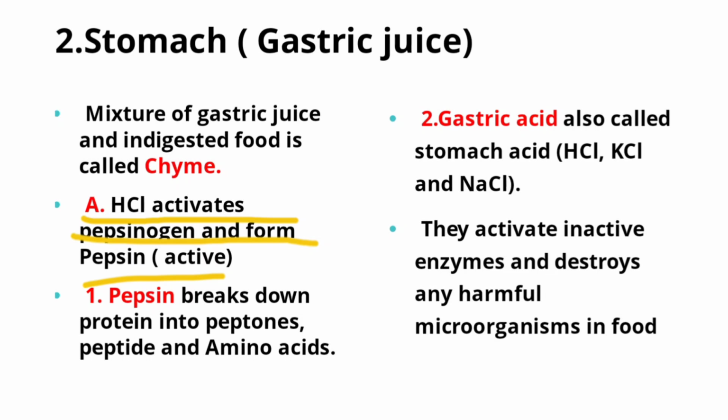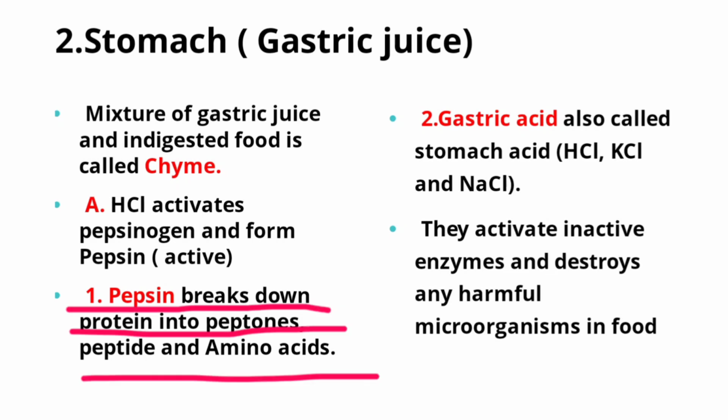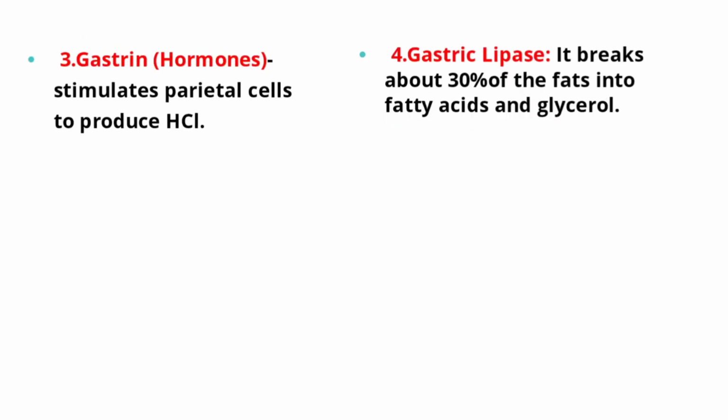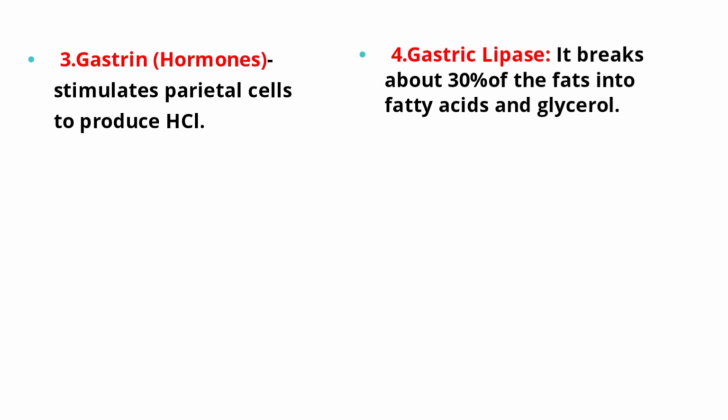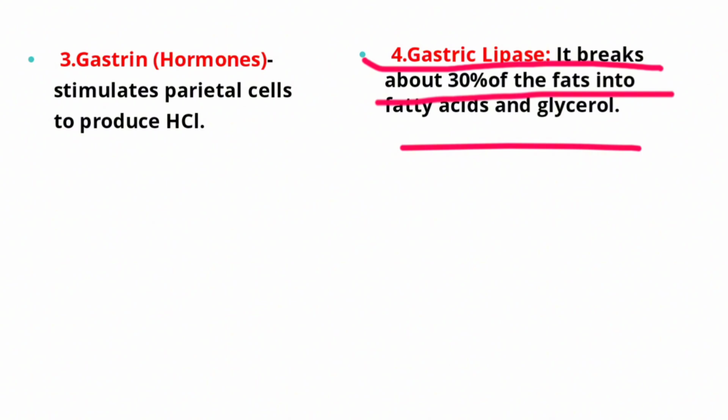Pepsinogen is inactive in the stomach. HCl converts the pepsinogen into its active form, pepsin. Pepsin breaks down protein into peptones, peptides and amino acids. The third is the hormone gastrin, which stimulates parietal cells to produce HCl, hydrochloric acid. The fourth is gastric lipase.